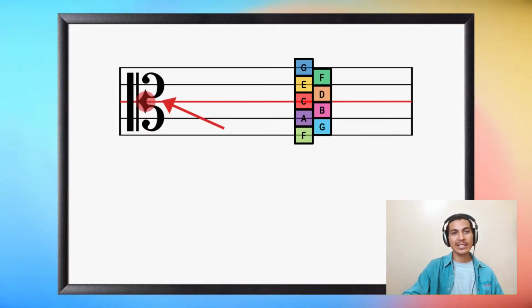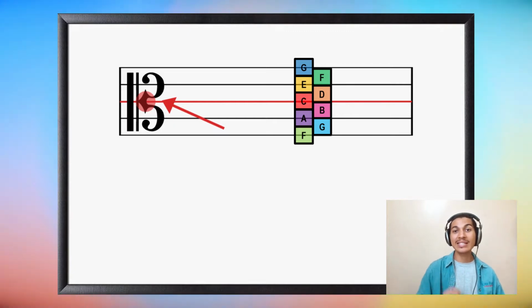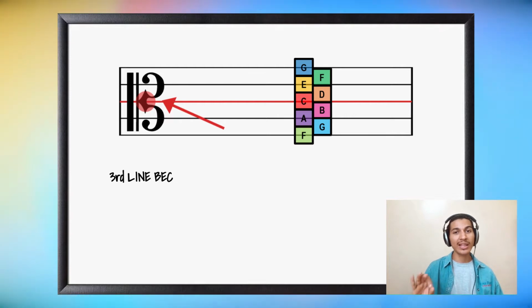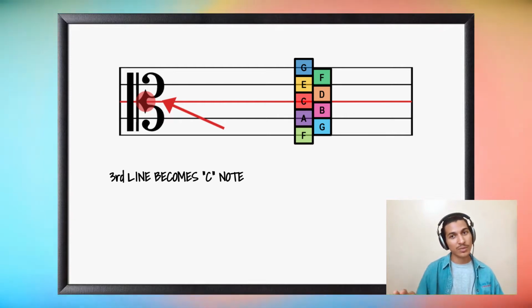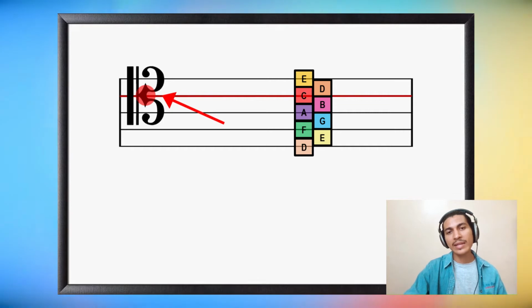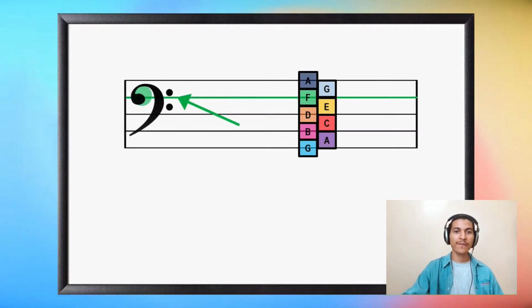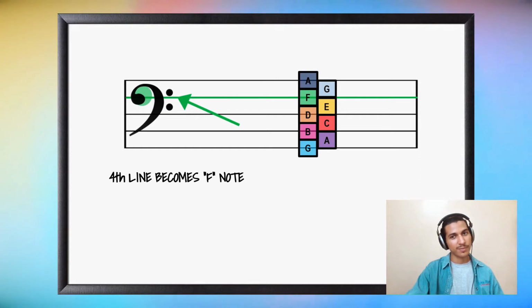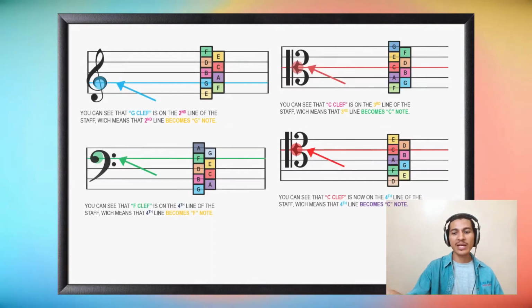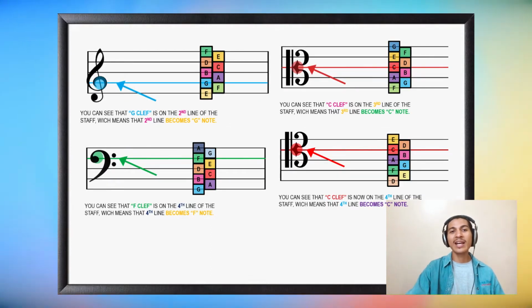Now, in this example, you can see that the C clef is on the third line of the staff, which means that third line becomes the C note. In this example, it's the same, only that the C clef is now on the fourth line, so the fourth line becomes the C note. And for the last example, we have the F clef, and you can see that the F clef is on the fourth line, which means that the fourth line becomes the F note. And of course, the rest of the lines and spaces change depending on the clef you are on.